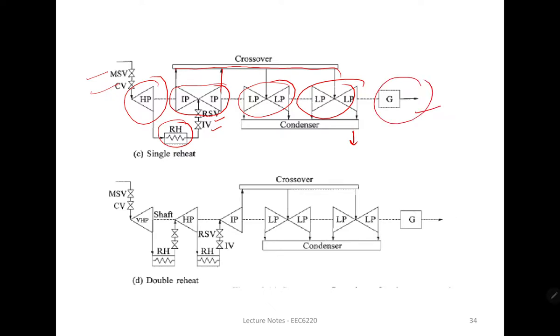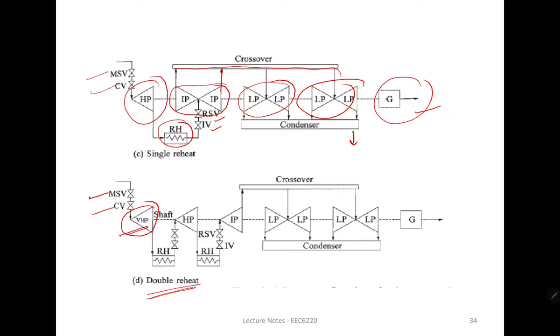Now the next model is one in which we have a double reheater. In a double reheater, you can see that we have the main stop valve, the control valve, and the very high pressure turbine. Okay, ultra high pressure turbine. So we have the very high pressure turbine over here.